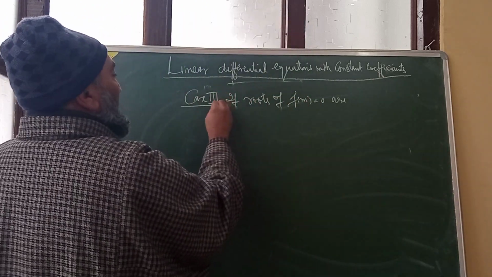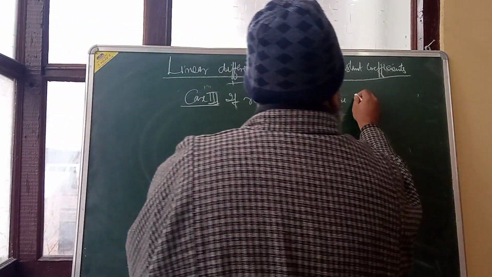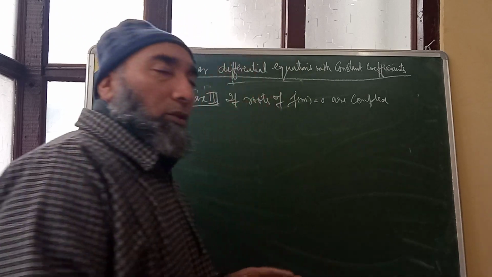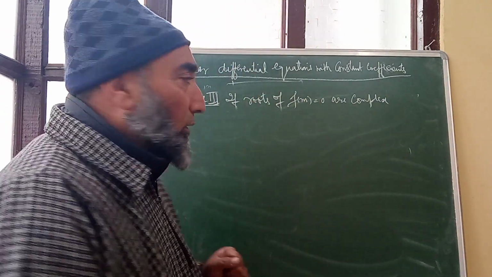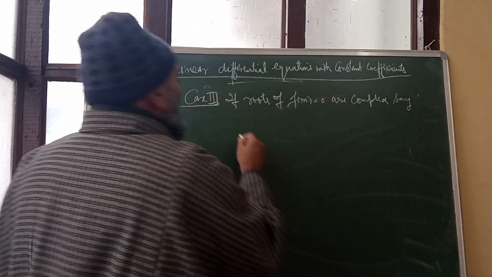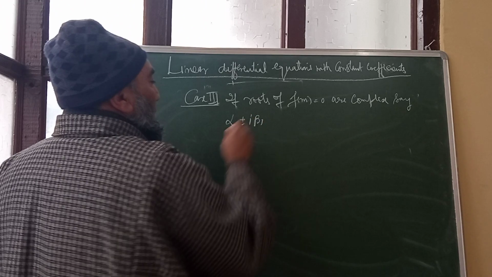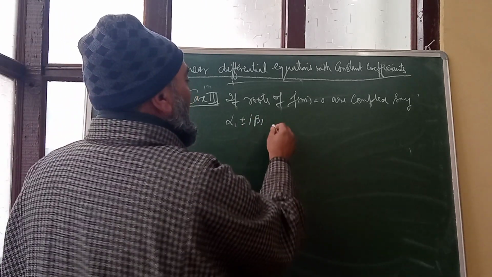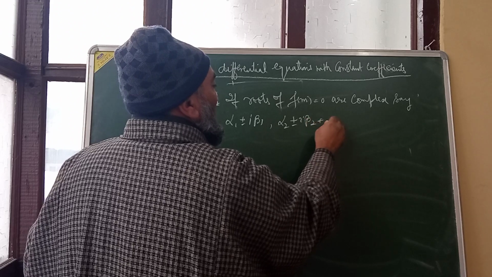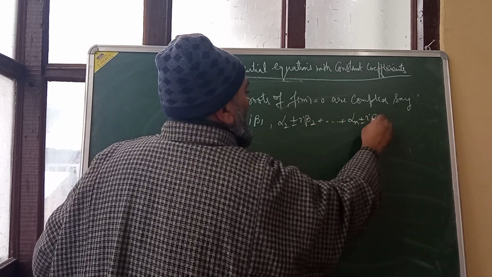Case 3, if roots of the auxiliary equation F(m) are complex. And you know complex roots occur in conjugate pairs, say alpha 1 plus minus i beta 1, alpha 2 plus minus i beta 2, and so on, alpha n plus minus i beta n.